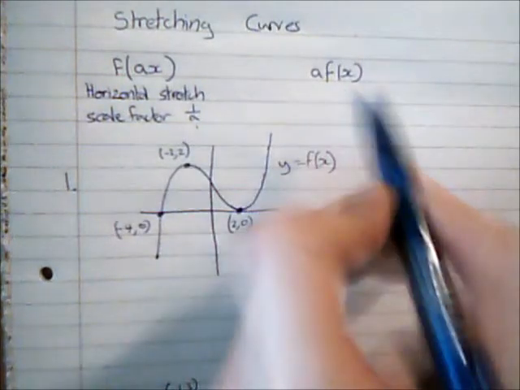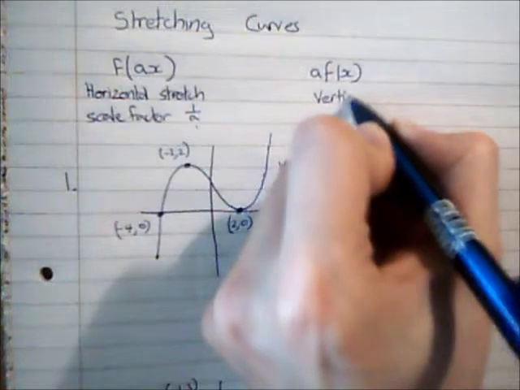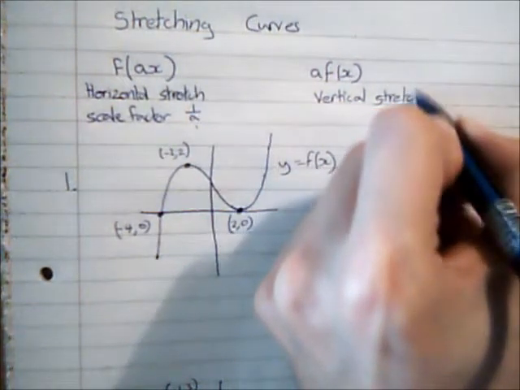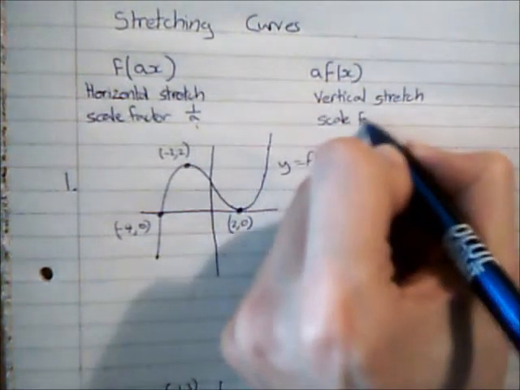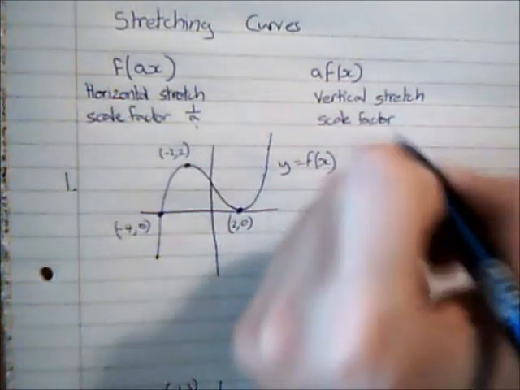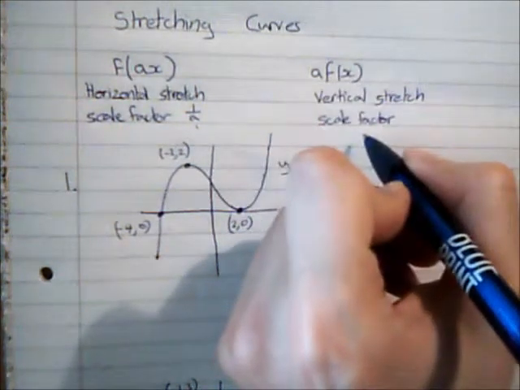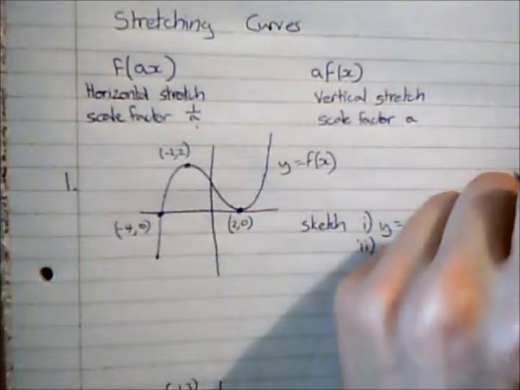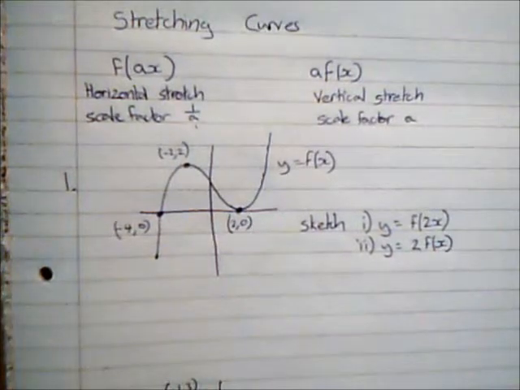Now in this case we have a vertical stretch because it's applied to the whole function, and so that's affecting the y coordinates, and this will have a scale factor of a. So whatever the y coordinates are of the function, the y coordinate is going to be multiplied by a, so that's the scale factor of a. So we're going to apply that to a couple of curves and see what we get.